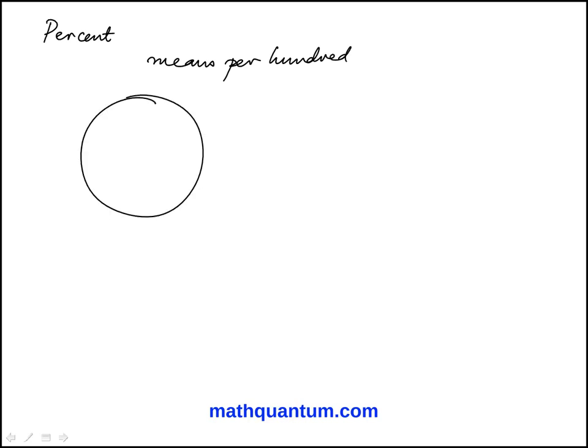So the word percent means per hundred, and it is related to ratios. And I want to give you an example. So let's say we have a quantity that has 80 parts to it, which is the whole. And if we have a portion that's 20, we know that the ratio of this part to the whole, I'll write it as part over whole, is 20 over 80.